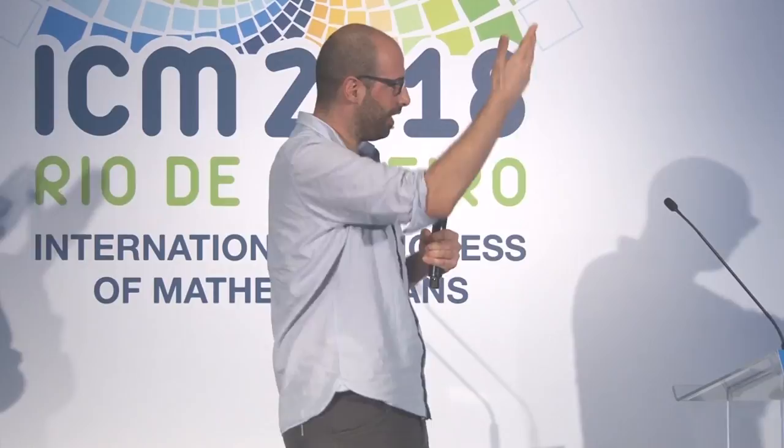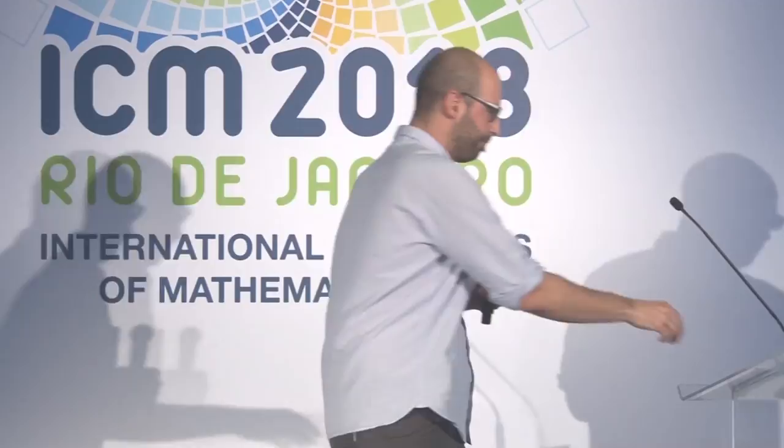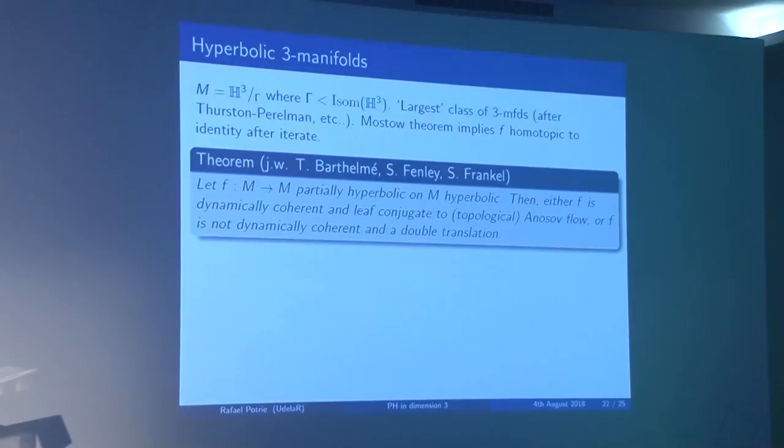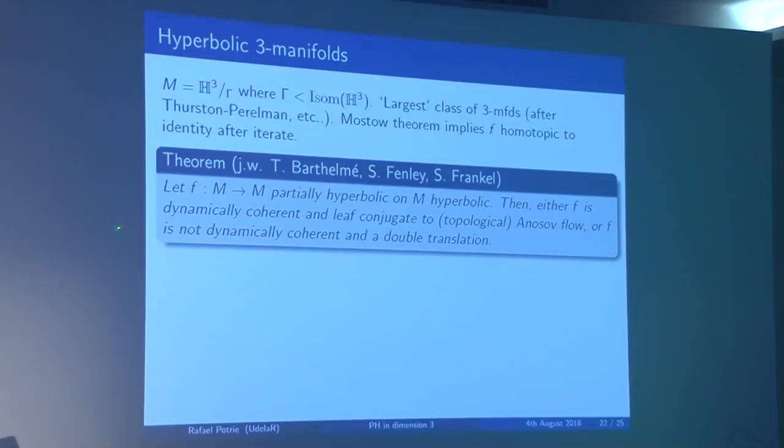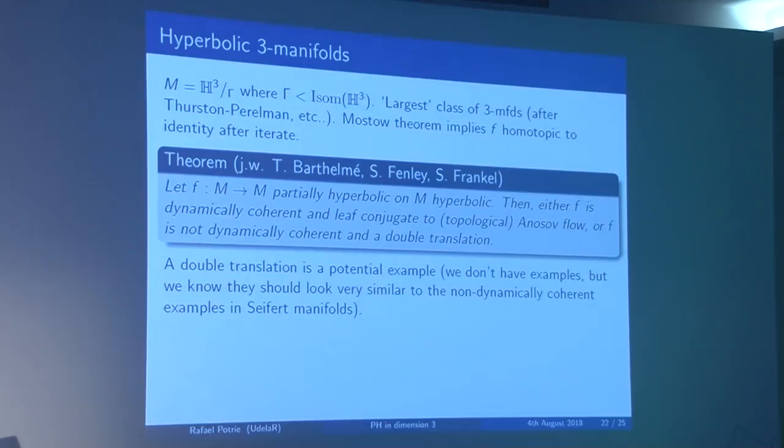But what we get is that if you have a partially hyperbolic diffeomorphism in a hyperbolic three-manifold, then either the center stable and center unstable directions integrate into two-dimensional foliations, this is dynamical coherence, and they are leaf conjugate to an Anosov flow, or f must be very similar to the examples I mentioned before, in a precise way. I don't want to really explain a lot. So we call these potential examples, that we don't know if they exist, double translation. Let me explain a little bit how they appear, but it's easier to explain this.